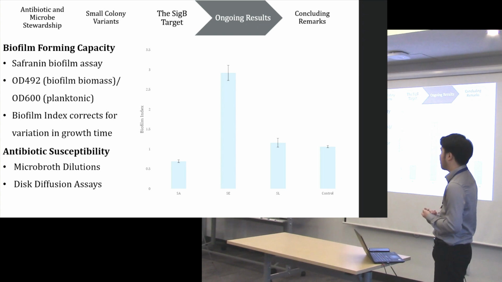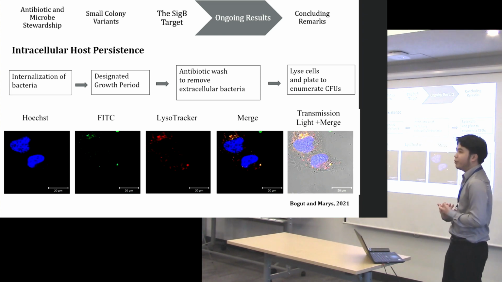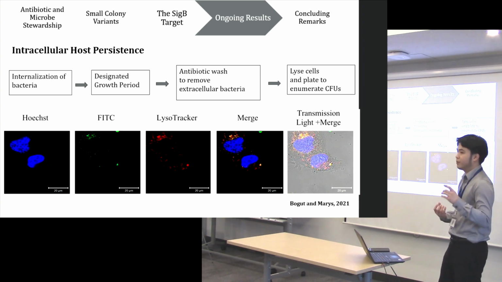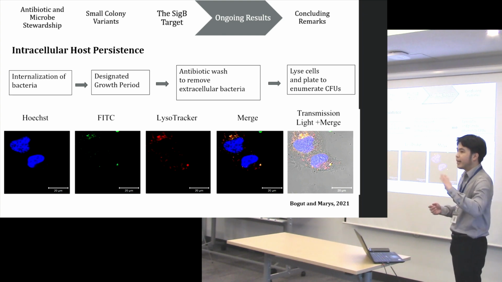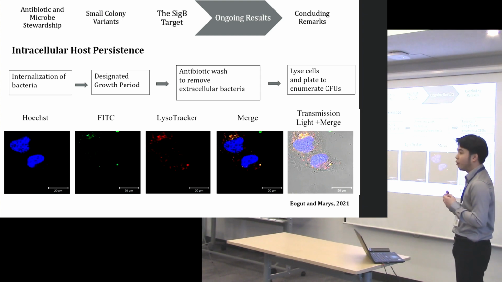I'll also be looking at antibiotic susceptibility through microbial dilutions and disk diffusion assays. Another complementary study that we have been looking at is intracellular host persistence. This is where we take the bacteria and internalize it with a specific cell line, let it grow for a designated period, then wash the extracellular bacteria off with an antibiotic wash. Then we can lyse the bacteria and plate to enumerate the colony-forming units.